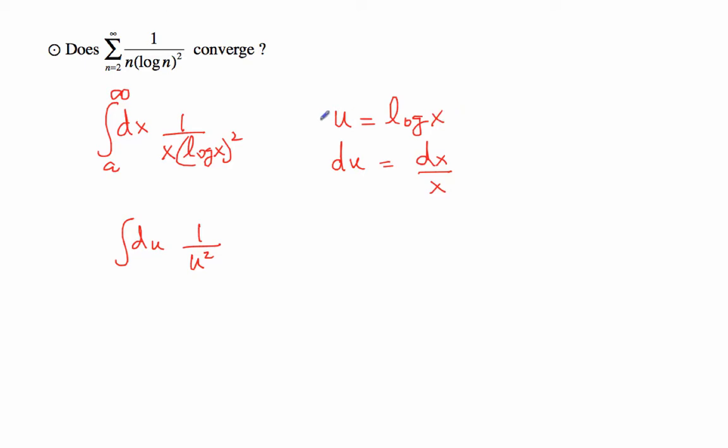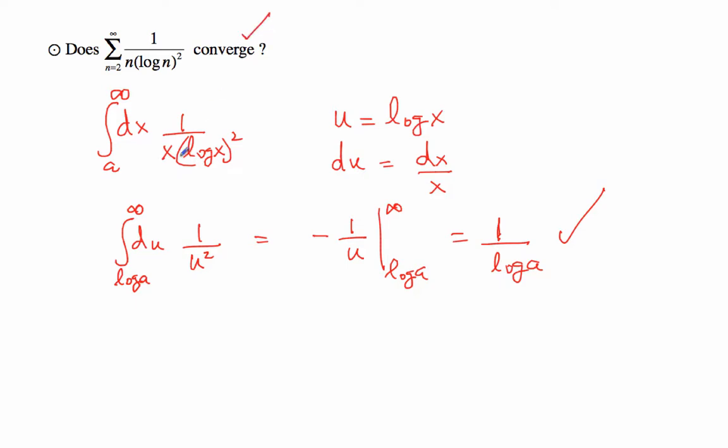When x is equal to a, u is equal to log of a. So that'll go from here. When x is infinite, then u is infinite because log increases with x. And so that's infinity over there. We can write this out. This is minus 1 over u evaluated between infinity and log of a. And now at infinity, 1 over u will be 0, so the answer is just 1 over log of a. And so, yes, this series over here converges.